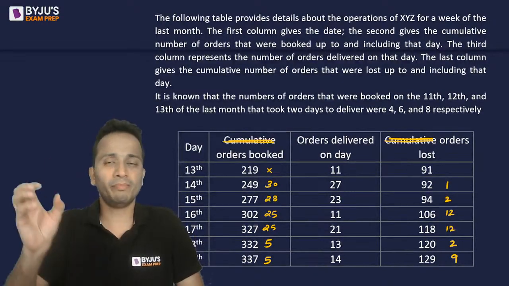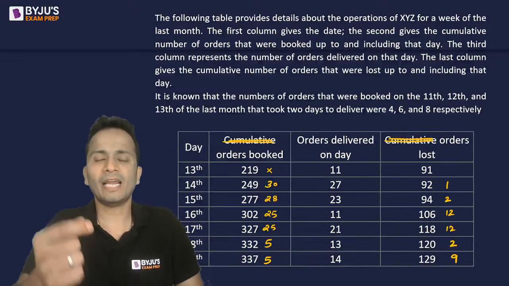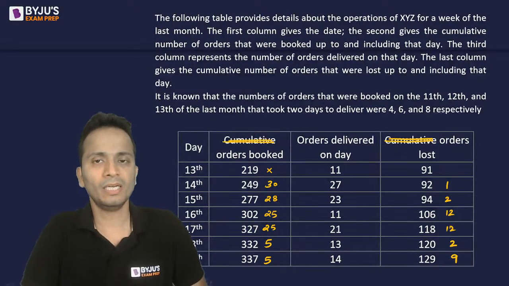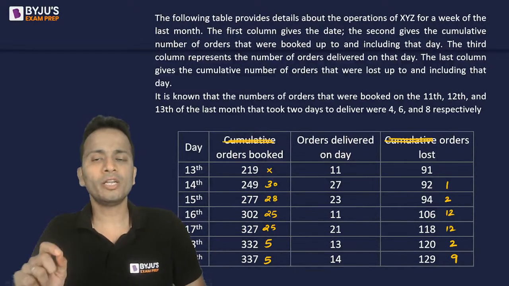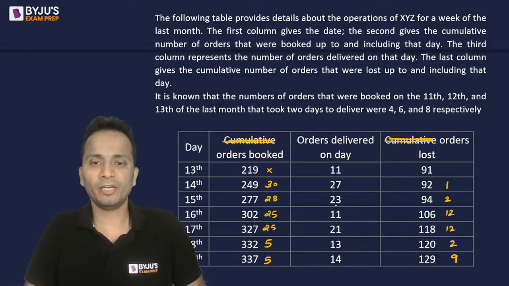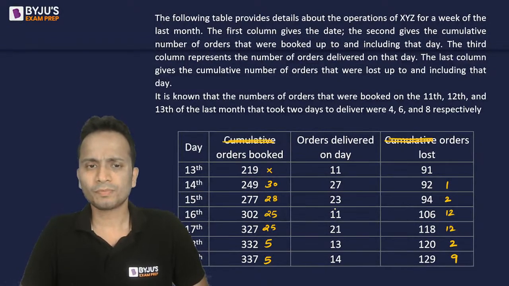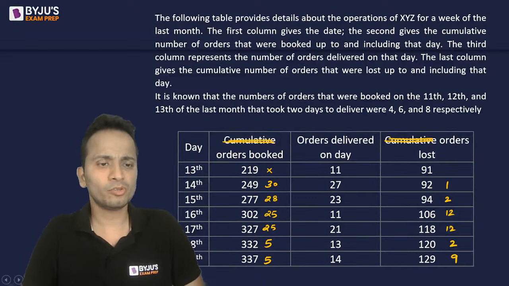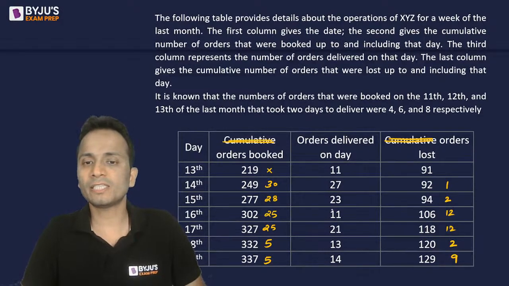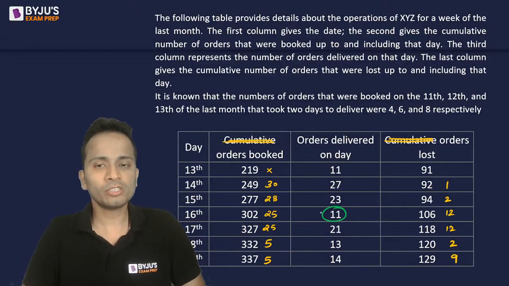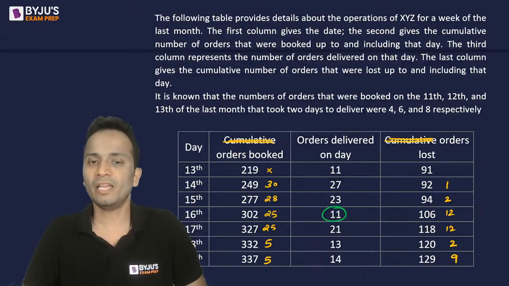So you can make new columns and write these numbers. Now the next thing, orders that are delivered on a particular day. Okay. Now I'll take an example. Let's take the date 16th, for instance. Now on 16th, 11 orders are delivered.